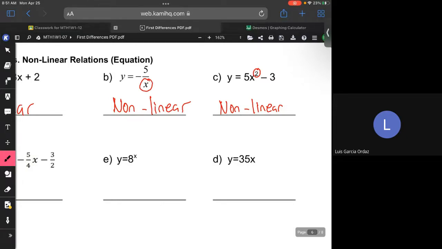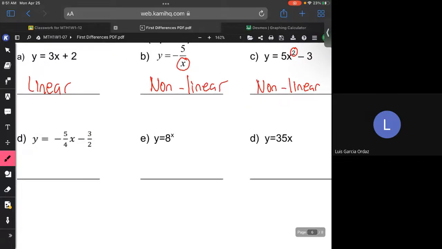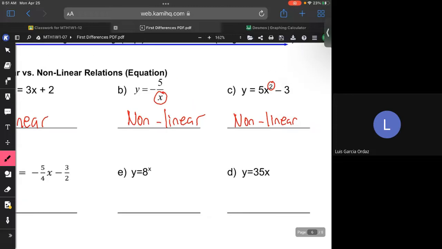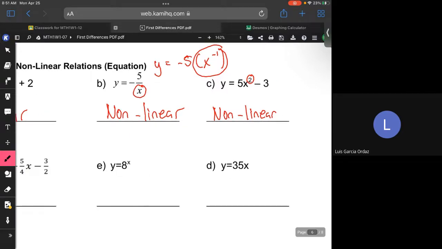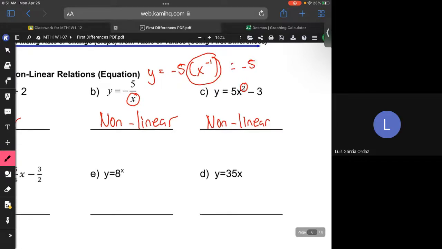So D, linear or no? D is linear. It's -5 times x to the negative. So this is written as y is equal to -5 times x to the -1. What did I say about changing negative exponents into a positive? Reciprocal. So what's the reciprocal of x to the -1? 1 over x. Thank you, Abhinav. That's equal to -5 times 1 over x, which is the same thing as saying negative 5 over x.